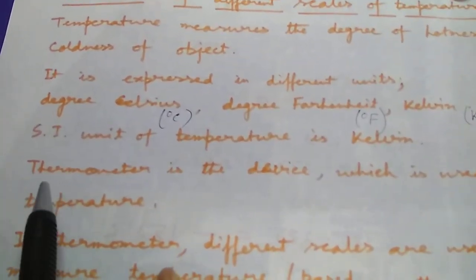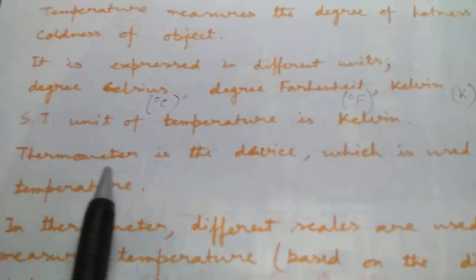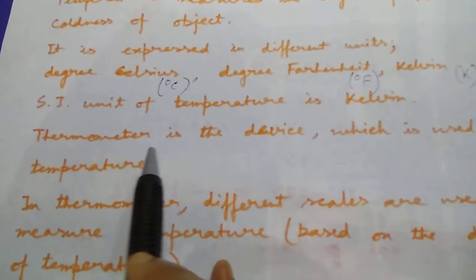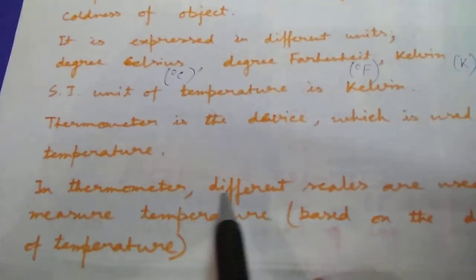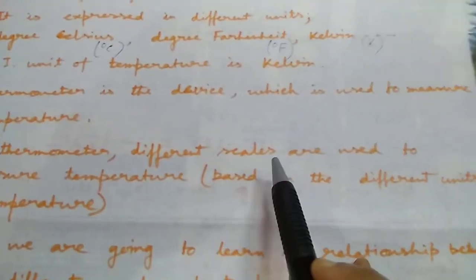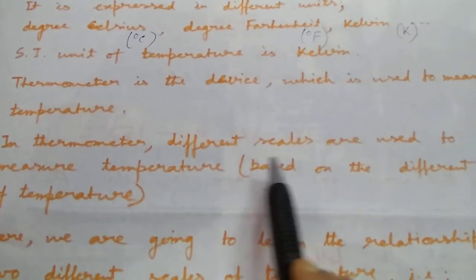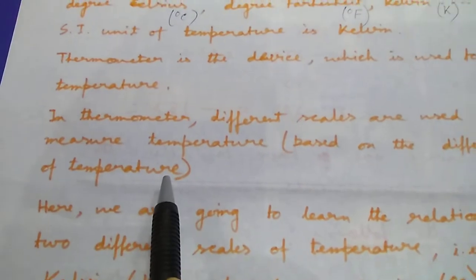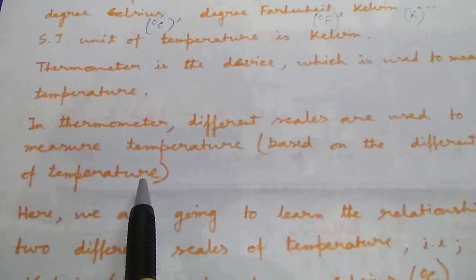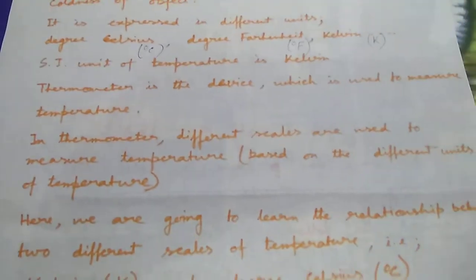We all know that a thermometer is the device which is used to measure temperature. Now this thermometer, when it is designed, is based on the different scales of temperature. That is, in a thermometer, different scales are used to measure temperature. These different scales are based on the different units of temperature. That means we have degree Celsius thermometer, degree Fahrenheit thermometer, Kelvin thermometer, etc.